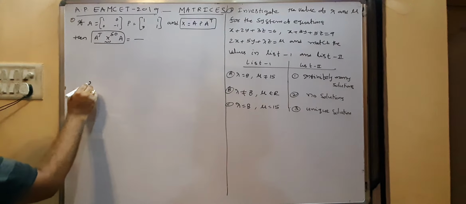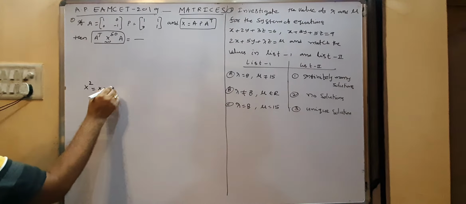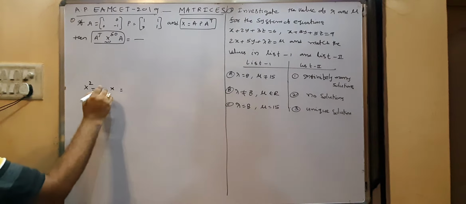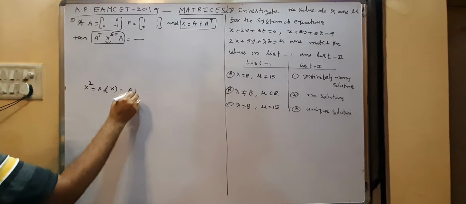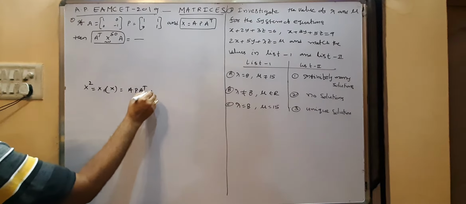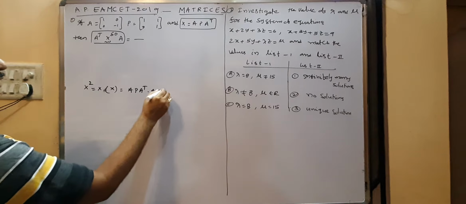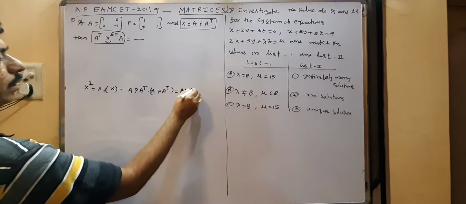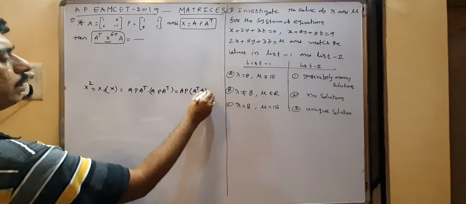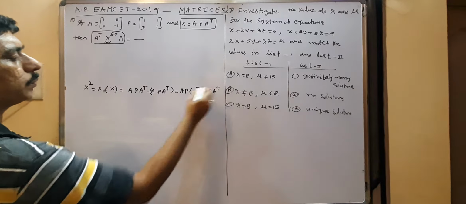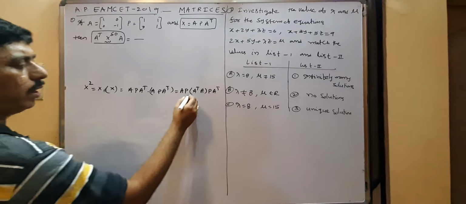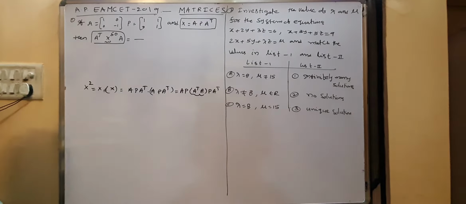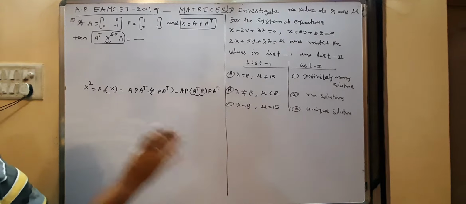If we take X square, that means X into X, which is A P A transpose into A P A transpose. That is A P into A transpose A into P A transpose. You have to find A transpose into A, you can find it.